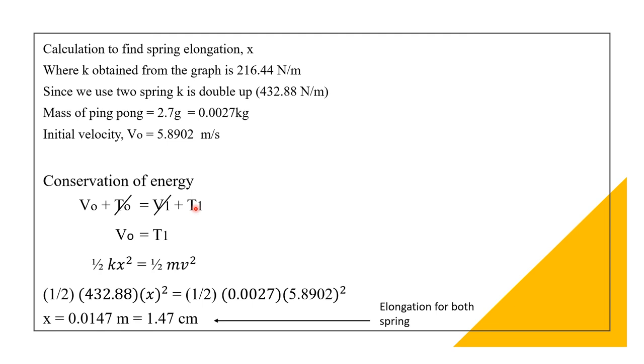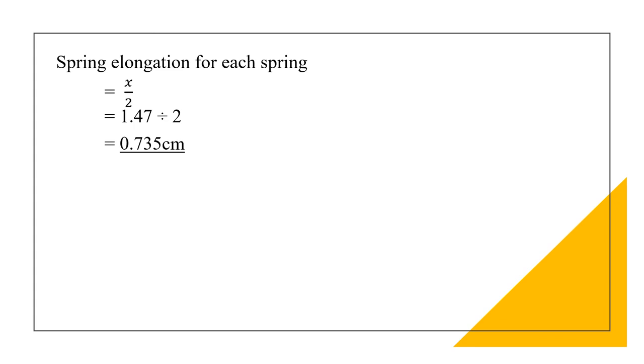By using the conservation of energy equation, we know that the total of initial potential and kinetic energy is equal to the total of final potential and kinetic energy. Since there is no kinetic energy at initial, we can cancel out T naught, as well as V1, because there is no potential energy when the ping-pong ball is in motion. Then what is left is V naught equal to T1, by using the spring potential equation, which is 1 over 2 kx squared equal to 1 over 2 mv squared. Then the equation will be like this. Then we solve the equation and we got the answer of the spring elongation as 1.47 centimeters, the elongation for both springs. Then to find the elongation for each spring, we divide by 2, and we got the answer as 0.735 centimeters.